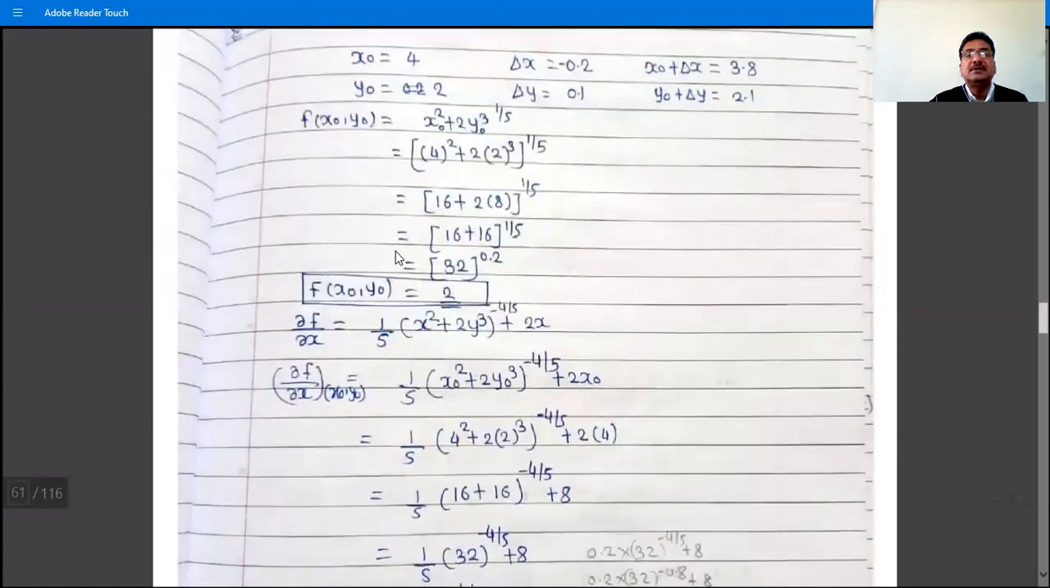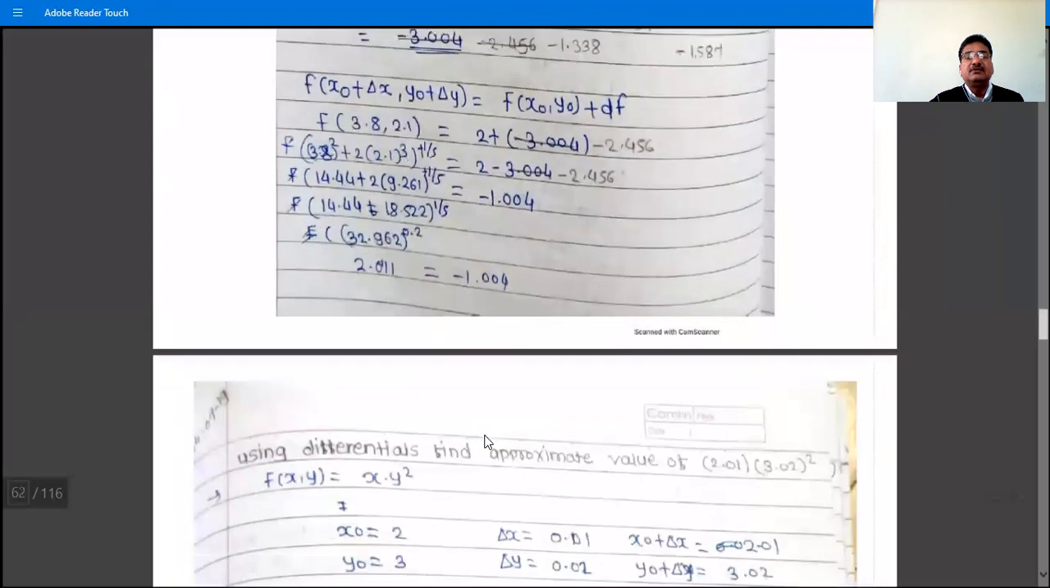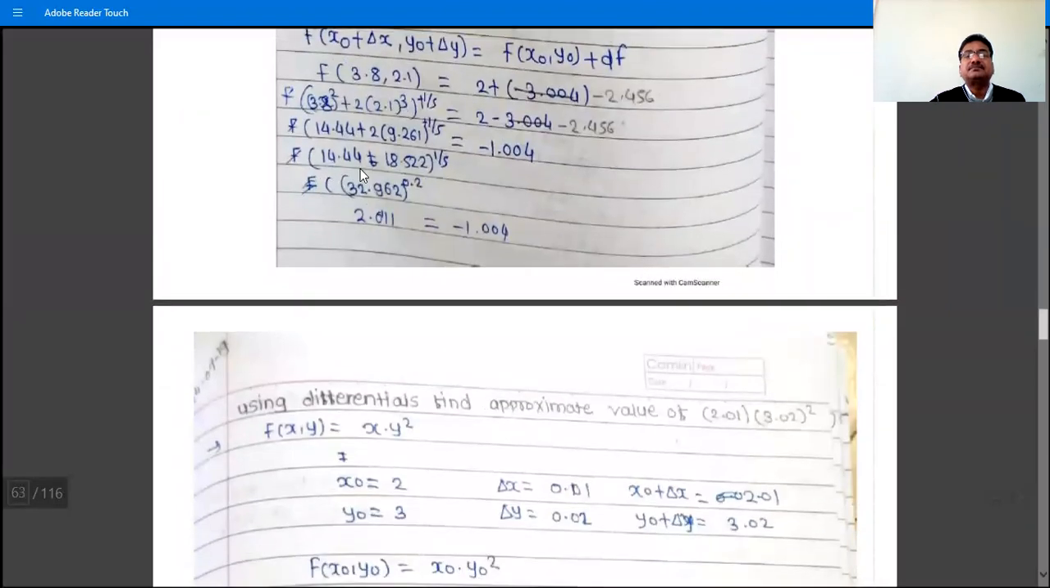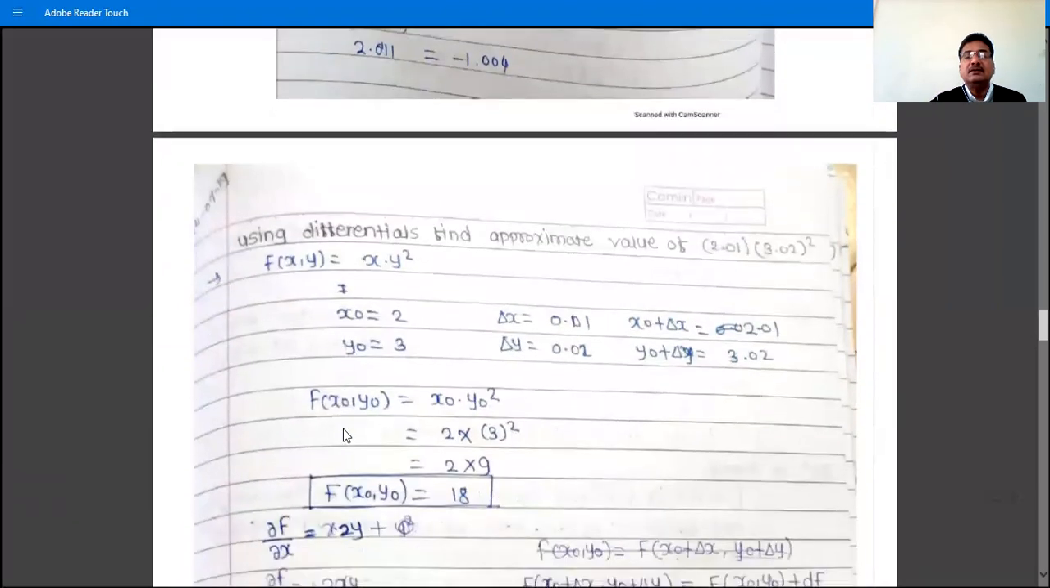F of xy is the fifth root of x cube plus 2y cube. That is, we have the fifth root of 3.8 square plus 2 into 2.1 cube. So write that, and that is equal to, we have the final answer. Okay, so find the correct answer.